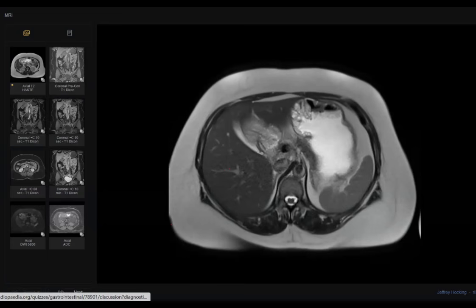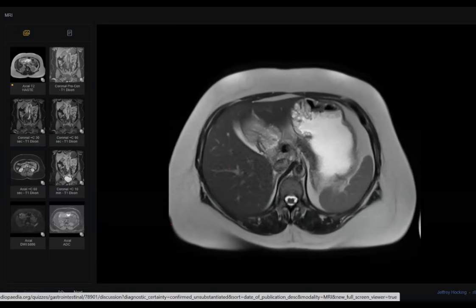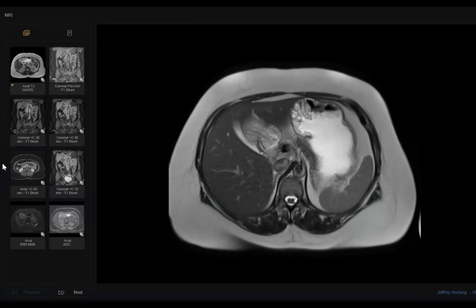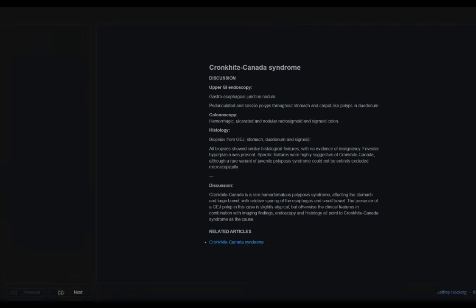By the way, the patient has some skin pigmentation. I think Peutz-Jeghers, yeah. Cronkhite-Canada. Okay, at least if you didn't know the names, tell the examiner this is a syndromic polyposis or adenomas of the stomach and duodenum.